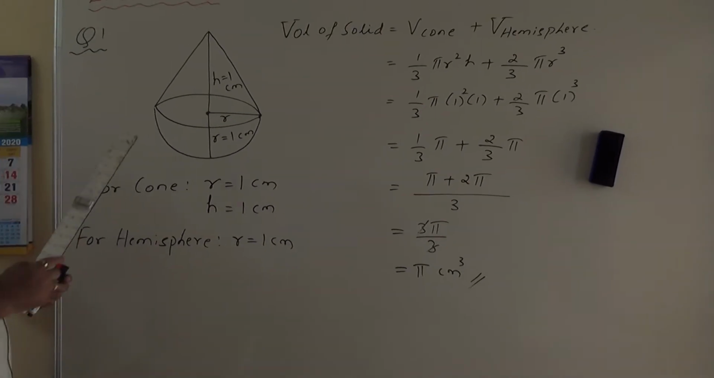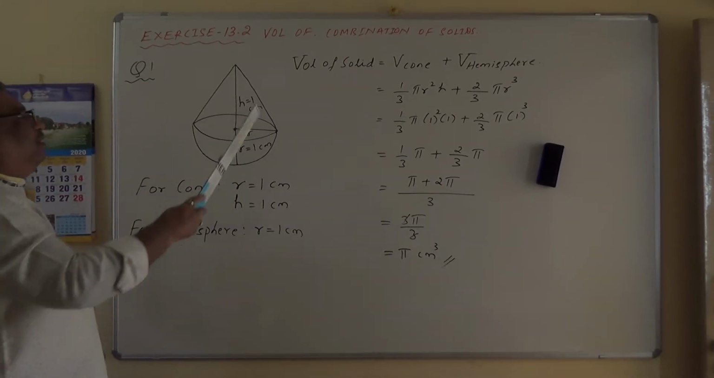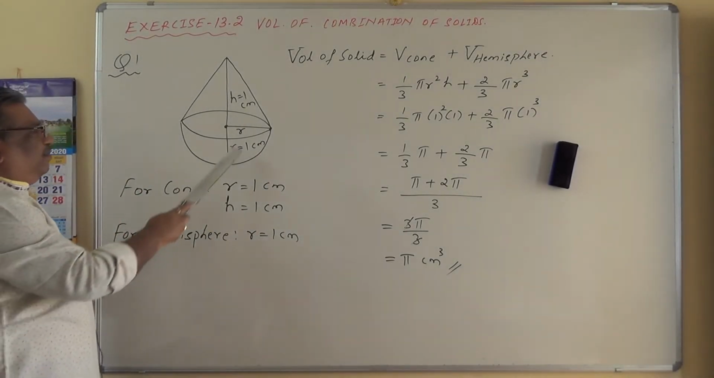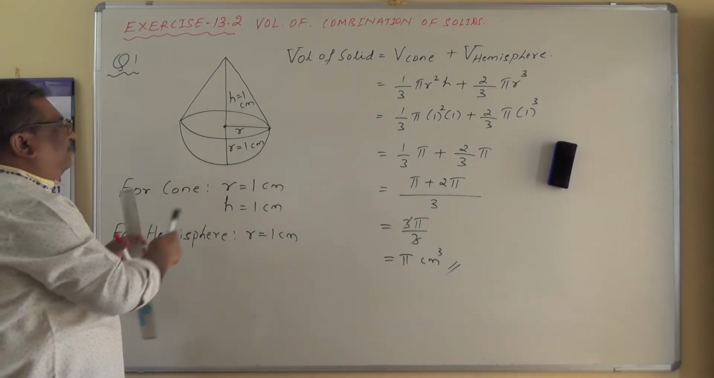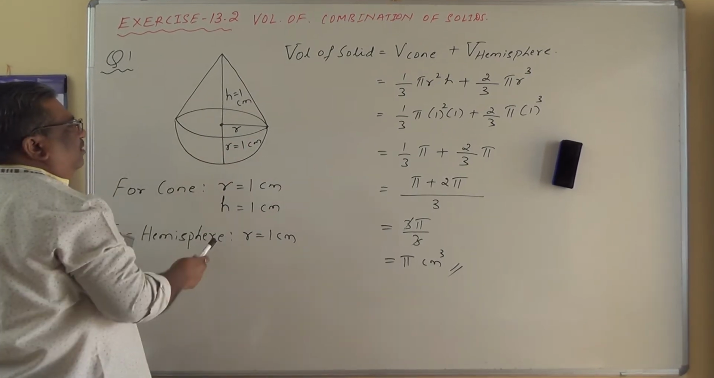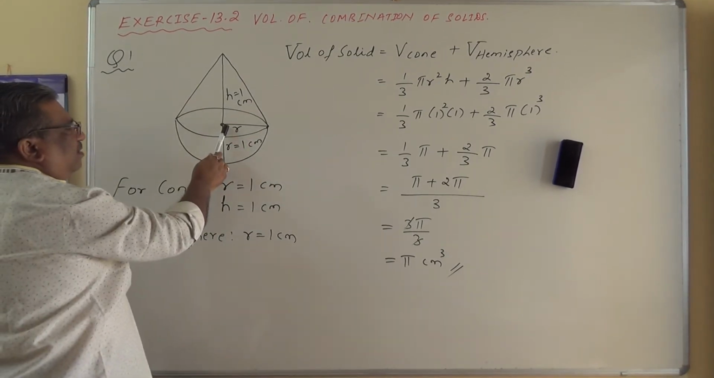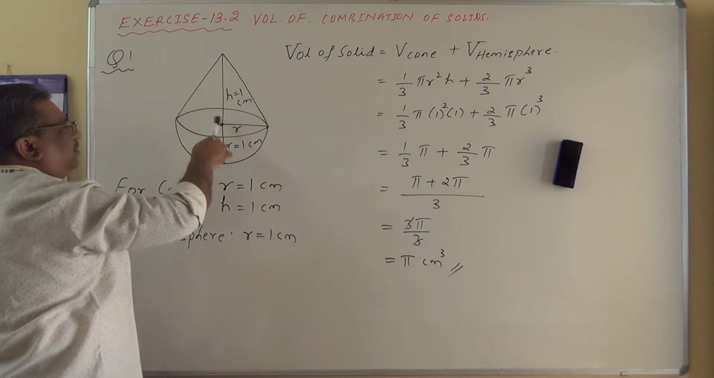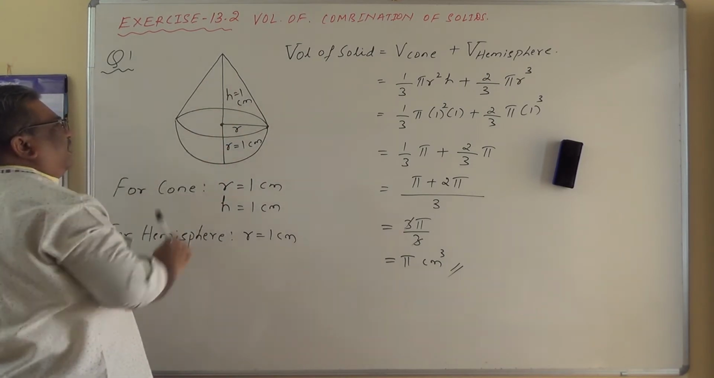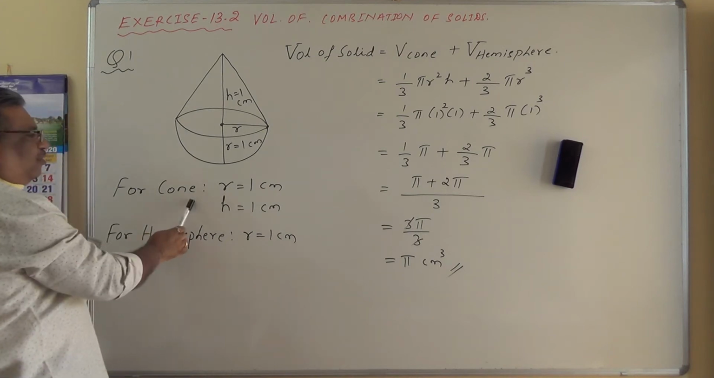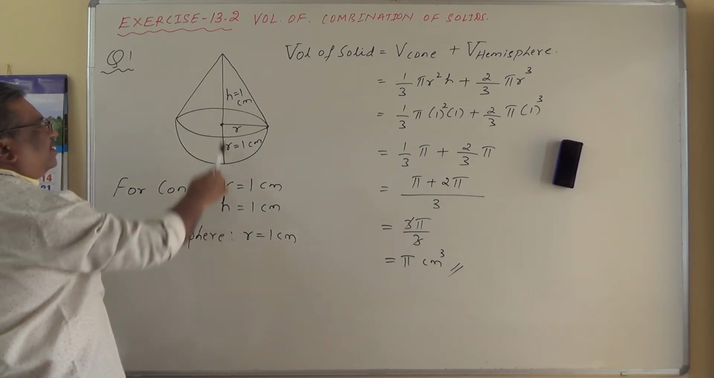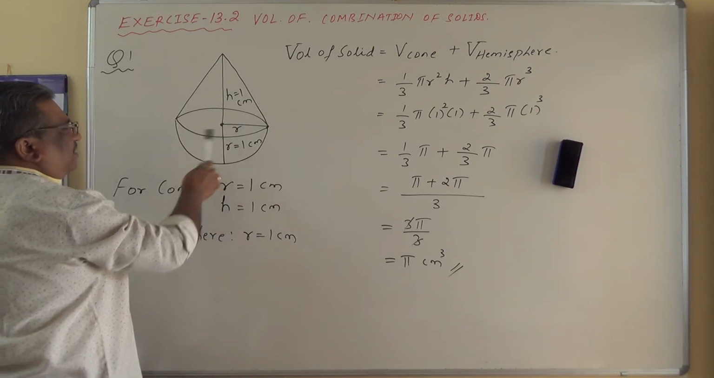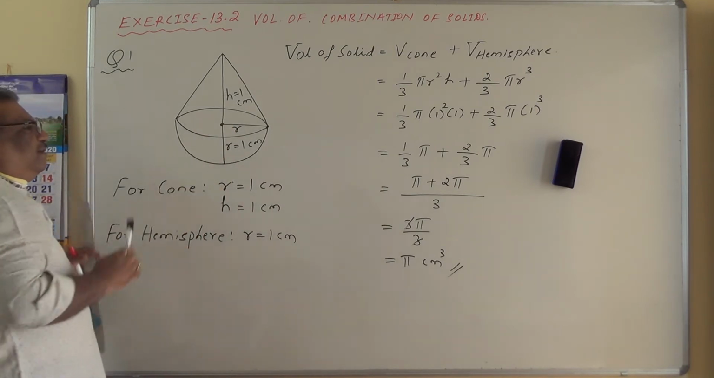Now, exercise 13.2, volume of combination of solids. Question number 1: at the bottom you have a hemisphere, and it is surmounted by a cone. The radius of the hemisphere and the base of the cone are both the same. Also, height is equal to radius. So for the conical portion, radius is 1 centimeter, height is 1 centimeter. For the hemisphere, radius is 1 centimeter. What is the volume of the solid here?